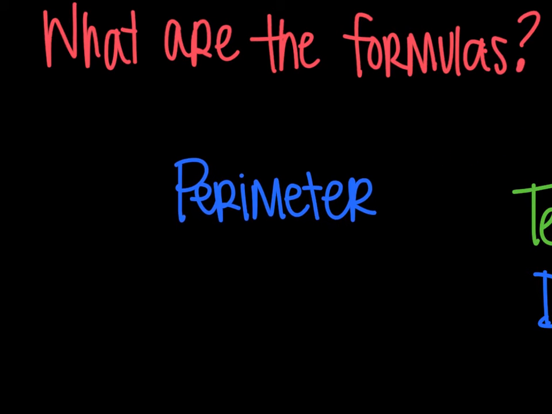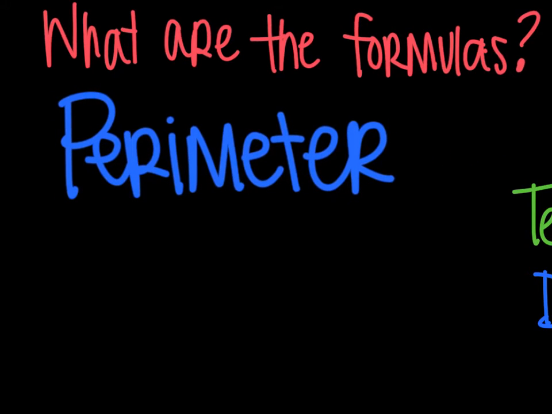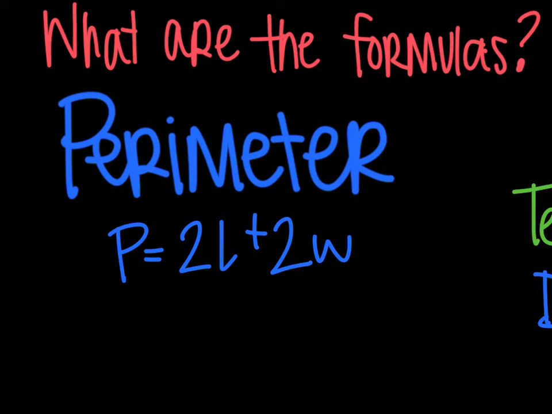The first one is perimeter. So go ahead and copy this down. The perimeter formula is P equals 2 times your length plus 2 times your width. So P equals 2L plus 2W.